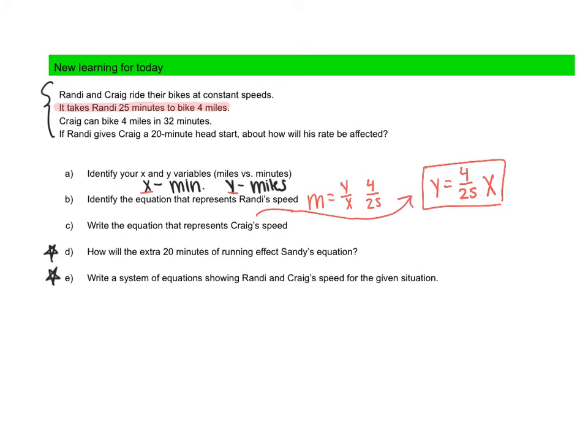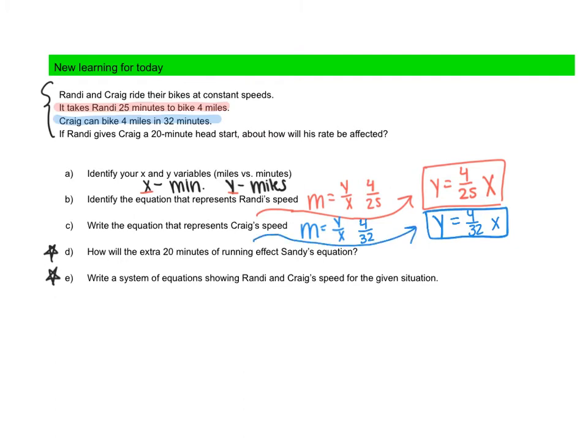All right. From there, we want to do the same thing. We want to write the equation that represents Craig's speed. So we're doing y divided by x for Craig. Craig can bike 4 miles in 32 minutes. So we have y over x. Y is our miles, so 4 miles in 32 minutes. So Craig's equation is 4/32 x. Okay?